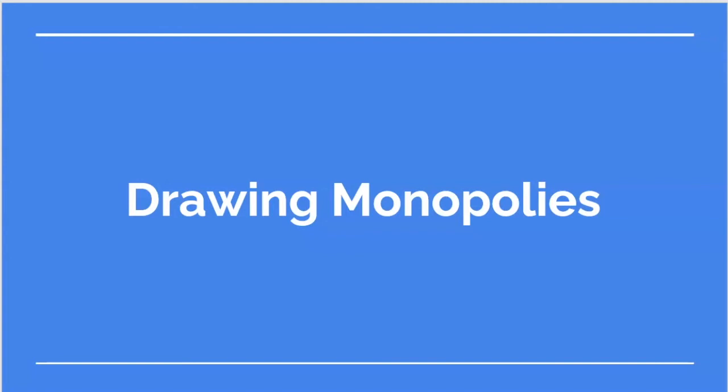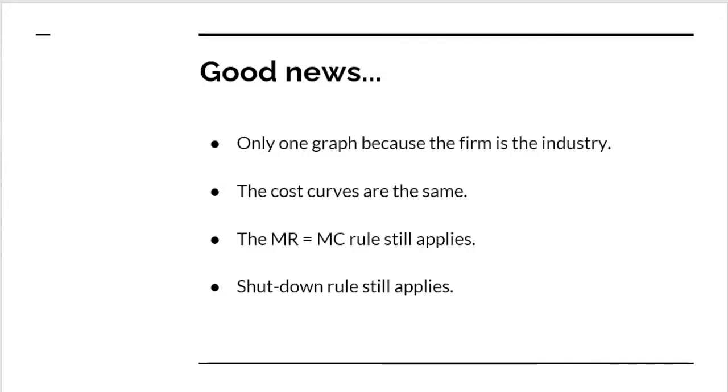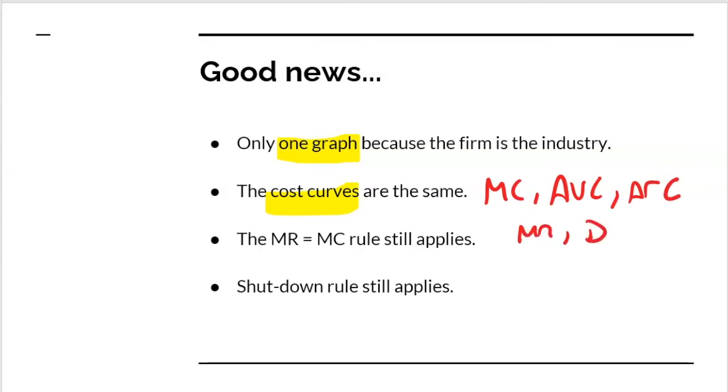So let's draw our monopolies now. Some good news right before we start: there's only a singular graph, only one graph, because we talked about this earlier. The firm is the market. The firm is the industry. The cost curves are all the same, meaning we still have a marginal cost, our AVC, our ATC, our marginal revenue, and our demand curve. They are all the same, just our marginal revenue and demand curve look different.